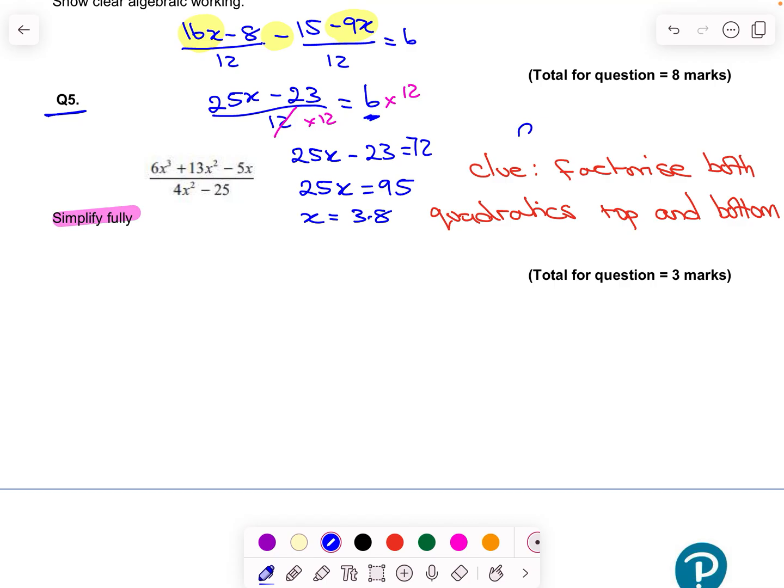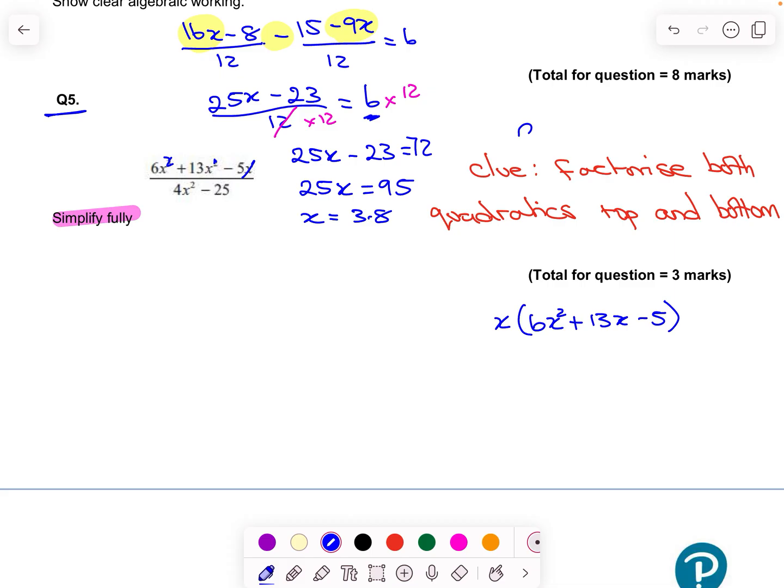So here, I can see that, sorry, I just realised there's a cubic on the top, so I'm going to have to take the x out. So I'm going to take an x out of here, so it becomes 2, here it becomes 1, and then out of here it becomes 6x squared plus 13x minus 5. Okay.